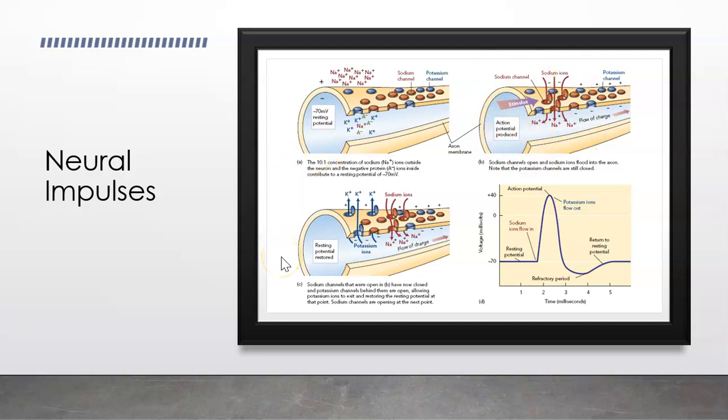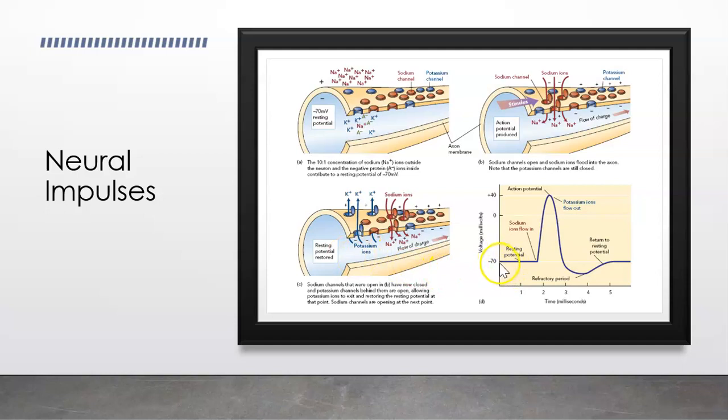Then after an action potential, when the cell inside becomes positive, it causes the potassium channels to open, causing a flood of potassium outside the cell. What this does is it recharges the cell so that again we have negative inside the cell, positive outside the cell. This will cause the cell to go back to its resting potential.